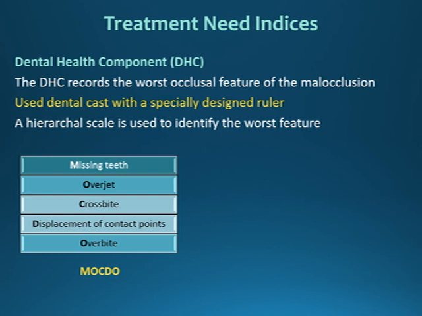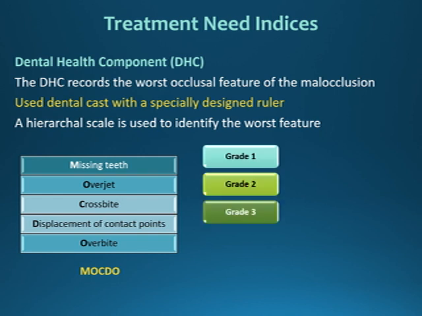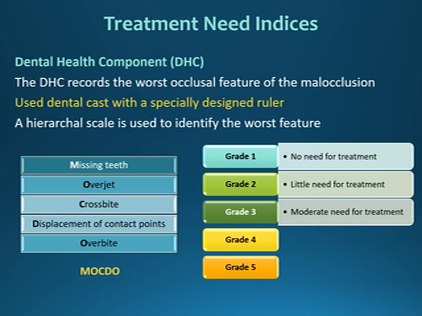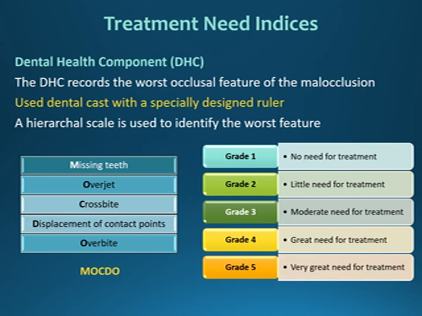And according to these features, each case can be graded into one of 5 grades, from grade 1 to grade 5. In grade 1, there is no need for treatment. If the case received grade 2, there is a little need for treatment. Grade 3 means there is a moderate need for treatment. Grade 4, great need for treatment. And if the case received grade 5, that means there is a very great need for treatment.